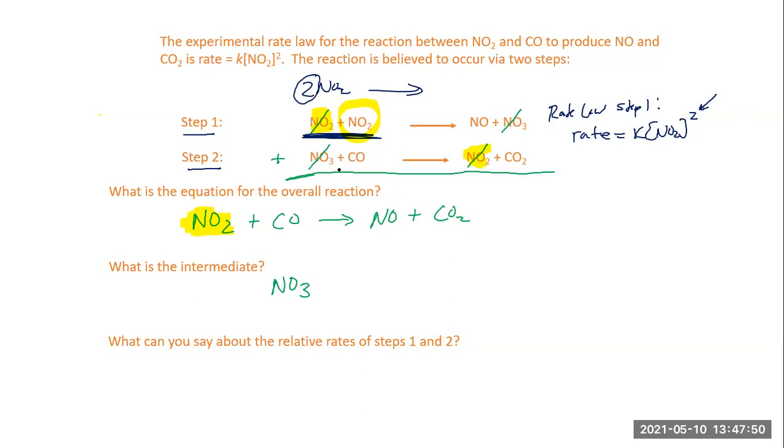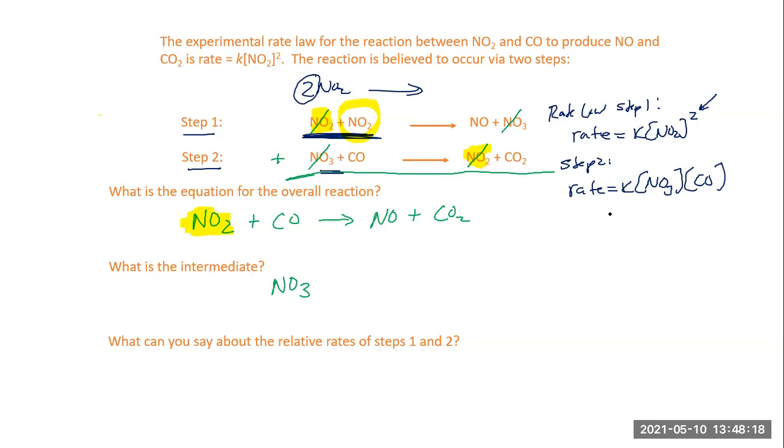If we write a rate law for step number 2, we see that the rate is equal to K again times our reactants, NO3 and our CO. So from this mechanism, from each of these elementary steps, these are the 2 rate laws that you can do for each of those steps. Any questions on that?